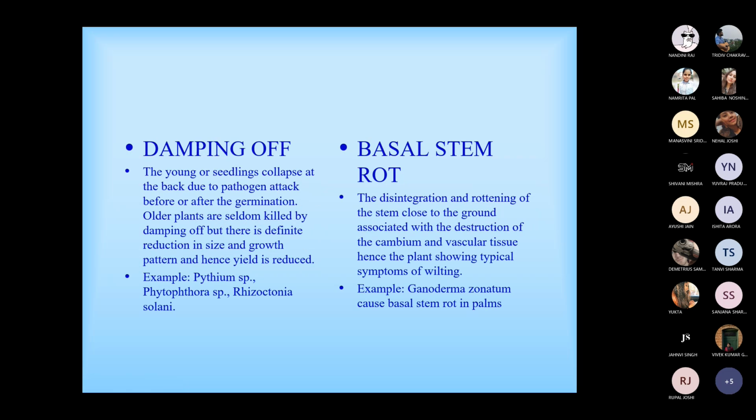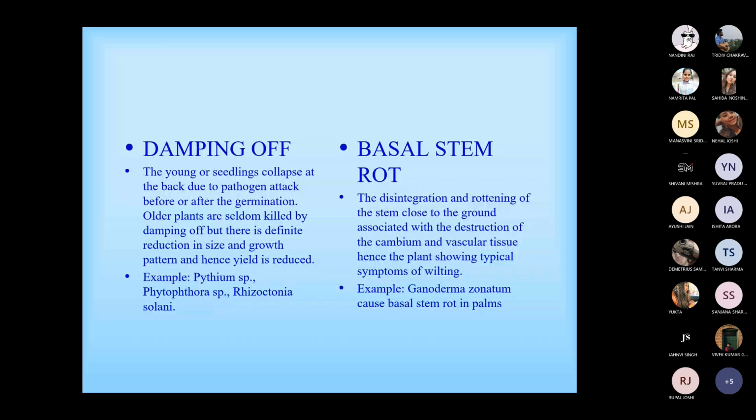Right? Then we have other symptoms like damping off or basal stem rot. Damping off is basically a disease in nursery plants or younger plants. Young seedlings collapse due to the pathogen attack before or after germination. So this is a disease of nursery fields, right? Older plants are seldom killed by damping off, but there is a definite reduction in size and growth pattern. Hence the yield is reduced. The common pathogens of this are Pythium species, Phytophthora, or Rhizoctonia, right?